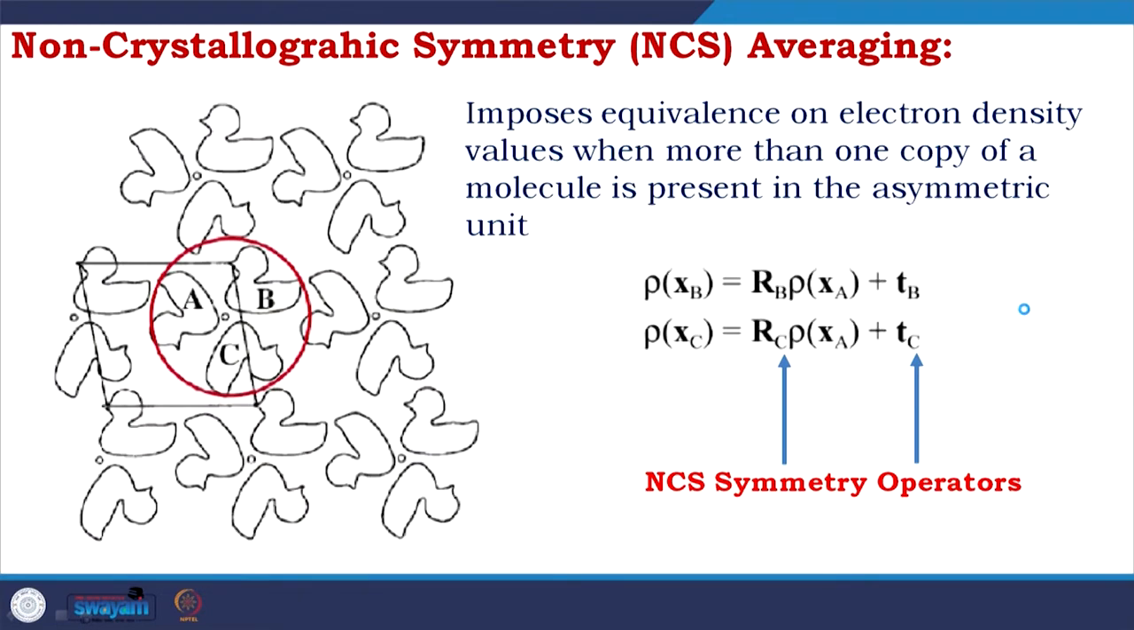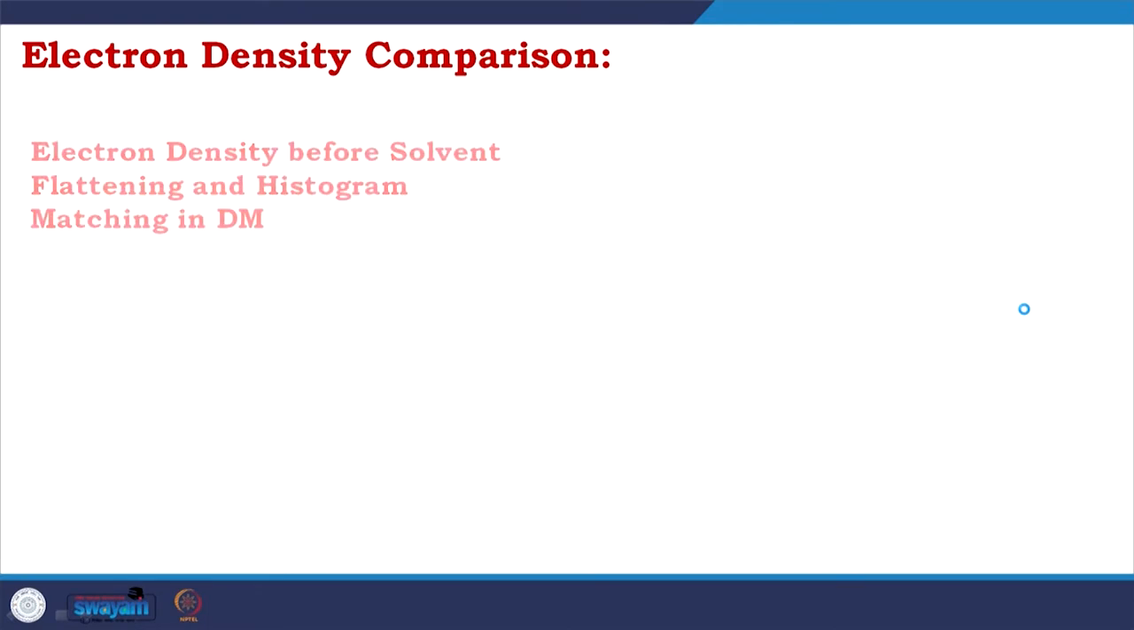So, this is an example of non-crystallographic symmetry. You see A, B and C, and they impose equivalence on electron density values when more than one copy of a molecule is present in the asymmetric unit. If you see the rho(xc), rho(Rc xc plus tc), Rc and tc are NCS symmetry operators. So, now when you take care of those, you get density modification.